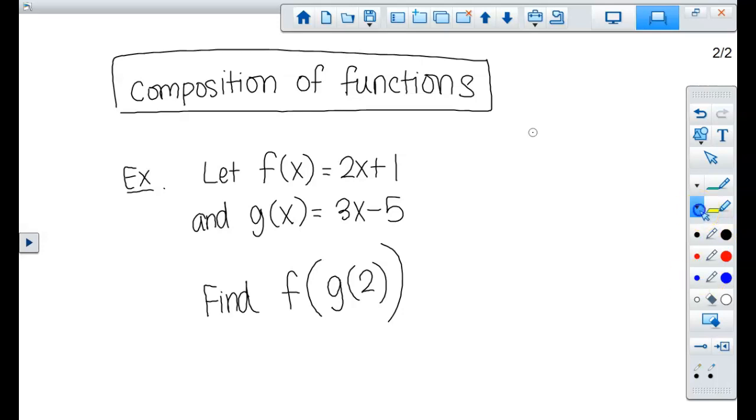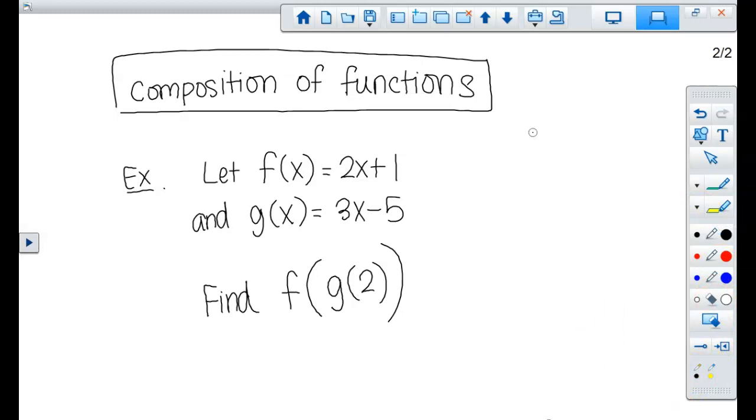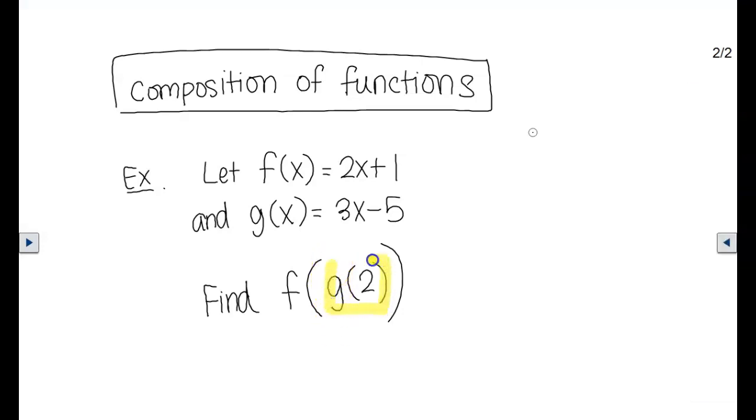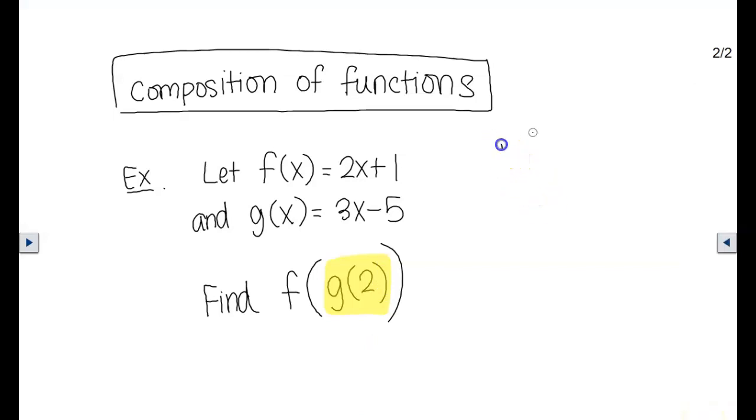Now, here's what you need to understand about this. When we do a composition of functions, you are going to do one thing at a time. Now, here's where you start. You are always going to start with the innermost function in the problem and then work your way out from there. So in this particular problem, the innermost function is g. So to work this problem out, the first thing I'm going to do is g of 2. So I'm going to do that work right over here to the side.